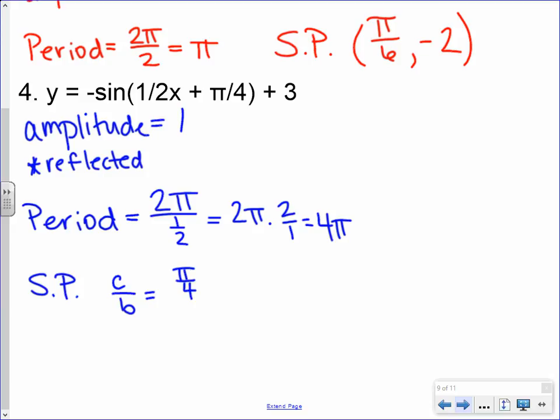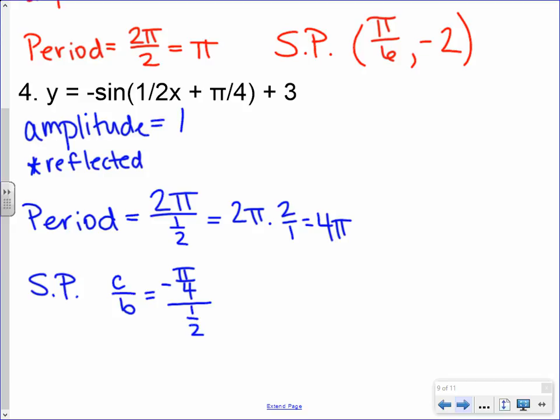Why did you change it to negative pi over 4? Okay, remember we have bx minus c. So in this case, we have a negative pi over 4 for our c value. We have a shift to the left. And our b value is 1/2.